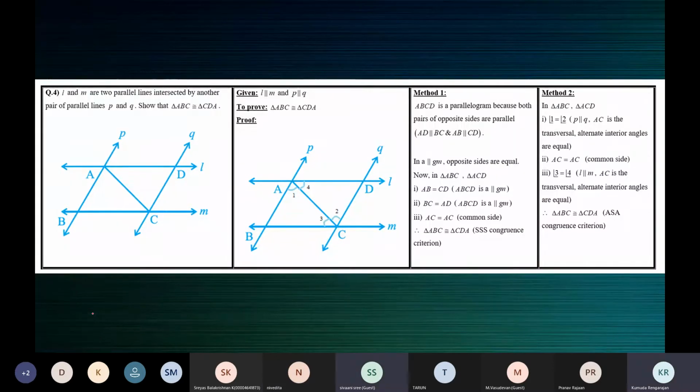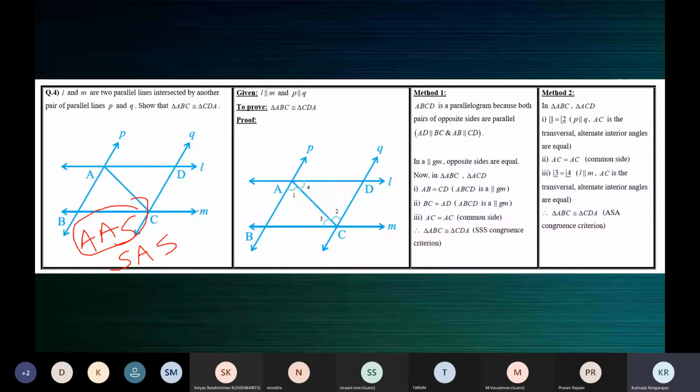Okay, if I want to use the AAS congruence rule, then tell me what are the equalities that must be listed to use the AAS. I want to do it in two more methods. I want to use the AAS rule, and I also want to use the SAS rule and prove that they are congruent. So if I have to use the AAS rule, what are the equalities I must mention?